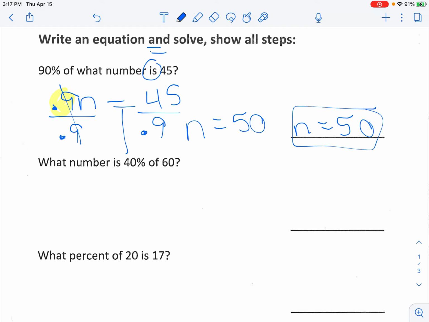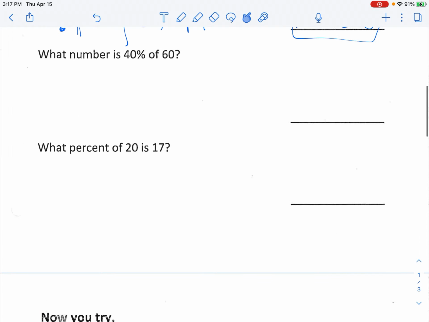90% of what number is 45? So what does that mean? Let's say that you get a 90% on your math quiz. 90% of what number is 45? So that means you would have gotten 45 points correct out of 50 to score a 90% on that quiz. That would be the kind of problem that you're solving.